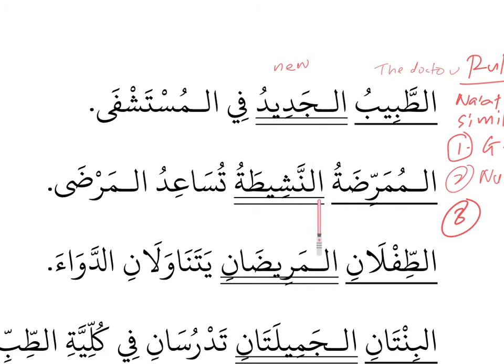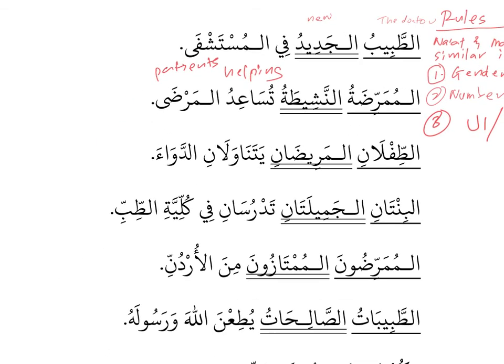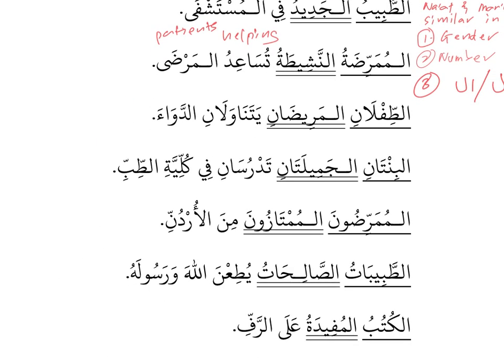Here the adjective also comes with an alif lam. We say al-mumarridatun nashitatu. What does she do? Tusa'idul marda. She is helping. Tusa'id, she is helping the patients. Marda is the plural for the word marid. Yeah, marda, the patients. The rest is similar.